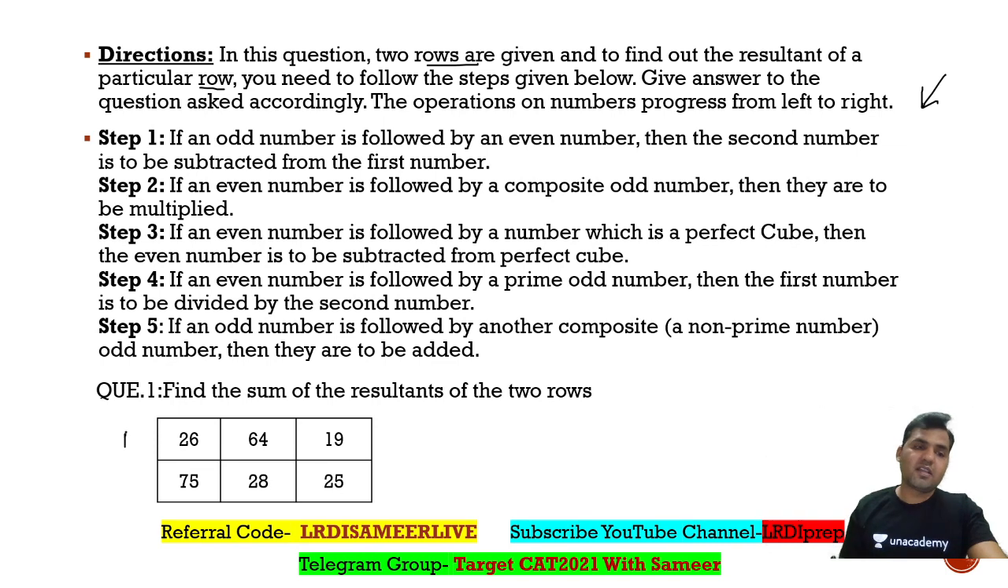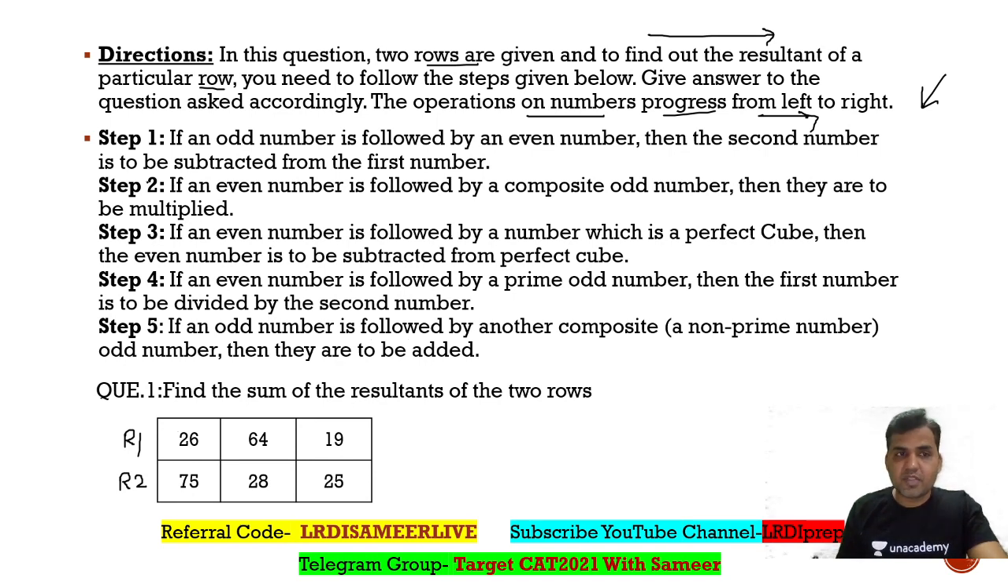So you see that row number 1 and row number 2 are given to you. Row number 1 contains some numbers, row number 2 contains some numbers, and you're supposed to follow these instructions, which are mentioned as step 1, step 2, step 3, 4 and 5, to find out the resultant of these rows. And while finding the resultant of these rows, the operations on numbers progress from left to right. So whatever operations, that means plus, minus, division or multiplication, that you're supposed to apply, you're supposed to move from the left hand side to the right hand side. That means you're supposed to start from the left and move on till the right.